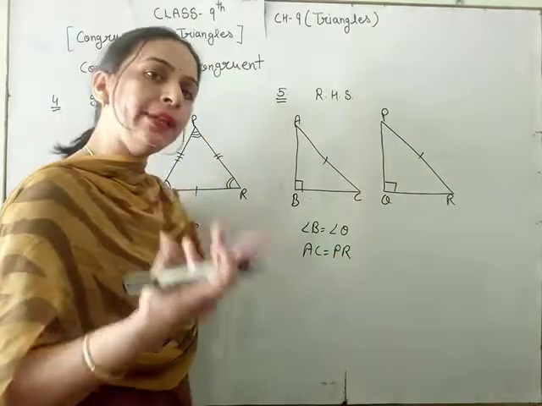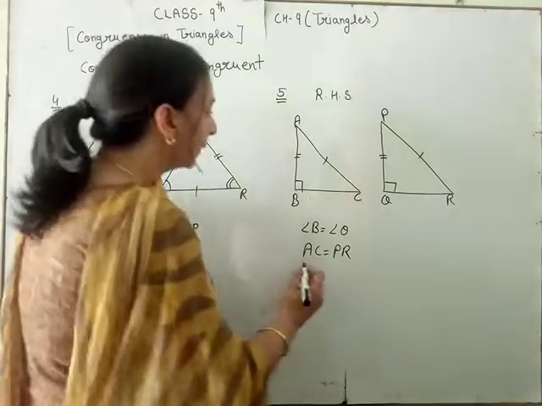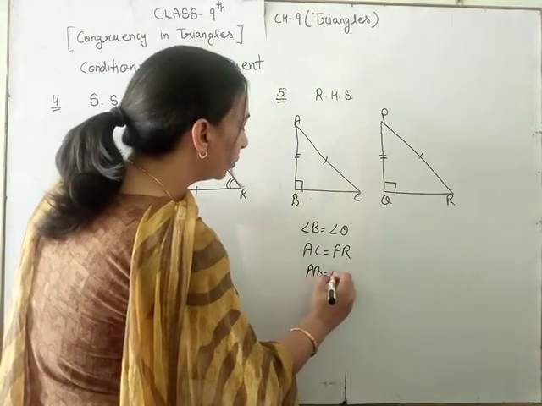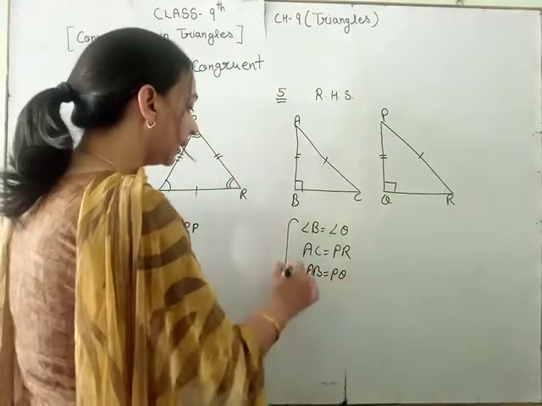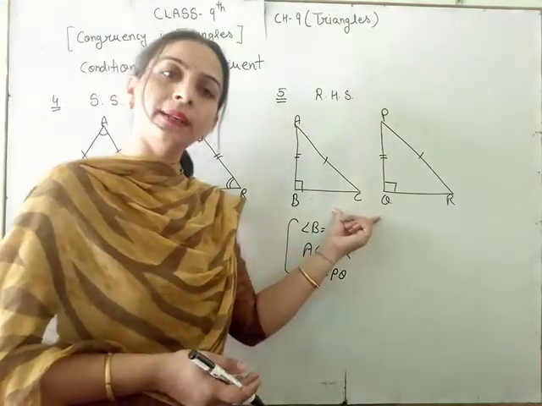And next is any one side. If we take this side, these two sides are equal, then AB equal to PQ. Then the three conditions are complete. Then these two triangles are congruent.